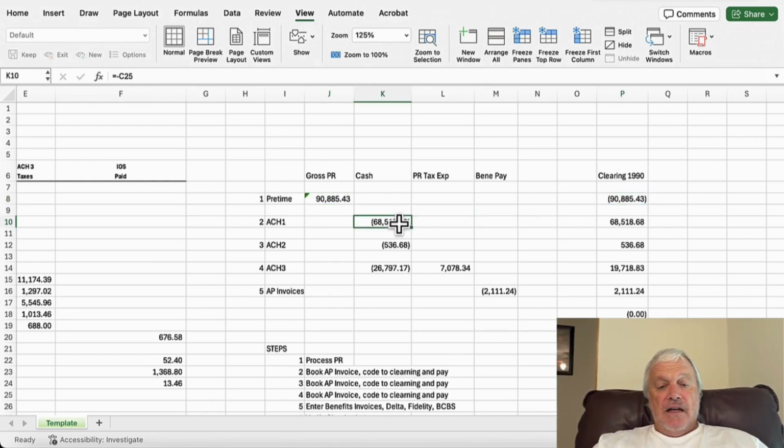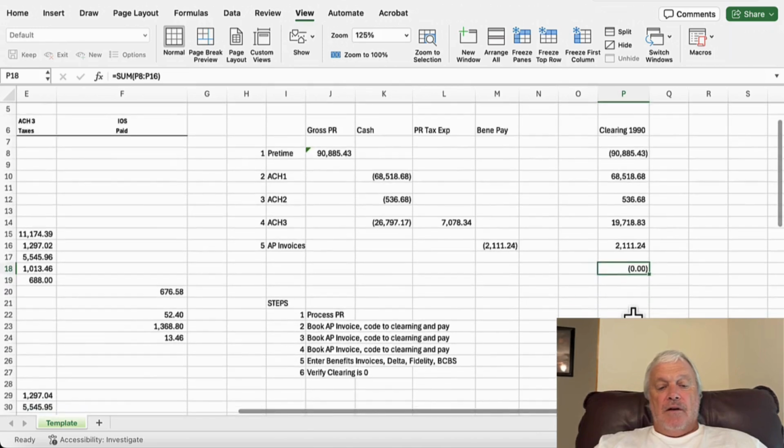And then we said ACH1 comes in and hits that clearing. ACH2 comes in and hits the clearing. ACH3 comes in. Now, part of that, we go to payroll tax expense, and I can get into that later. And the other part goes to clearing. Okay. And then the benefits payable, in other words, these little guys here that the company's paying direct, that nets against clearing. And the key here is we've nailed the transactions that bring clearing to 0. What a concept, right?